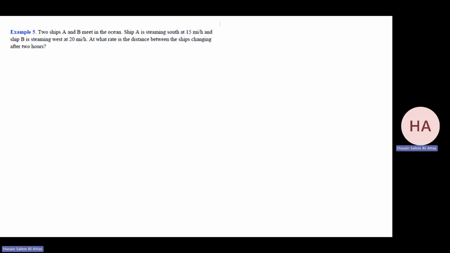Now, two ships meet in the ocean. They meet somewhere here. Ship A is steaming south, then one is going like this. This is A. The speed is 15. Call this x. So I have dx by dt equal 15. And ship B is steaming west. This is ship B, and this is called y. And they have dy by dt equal 20.